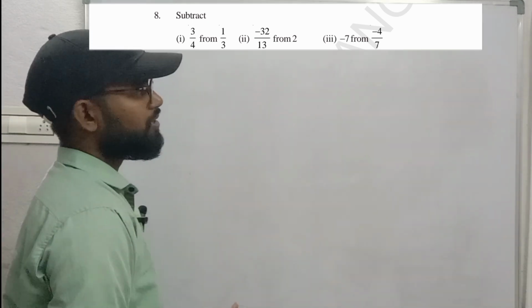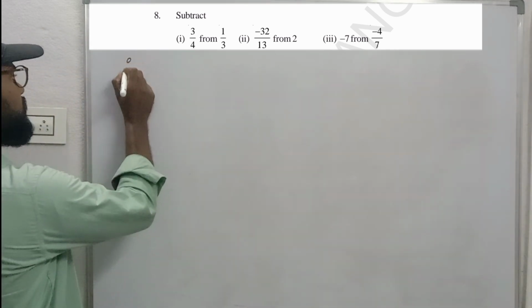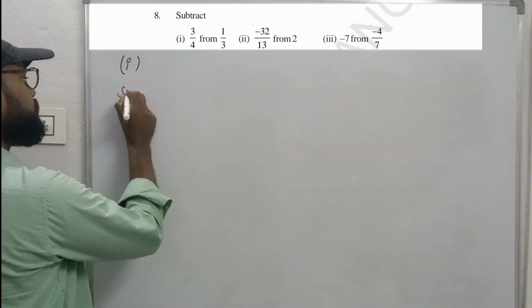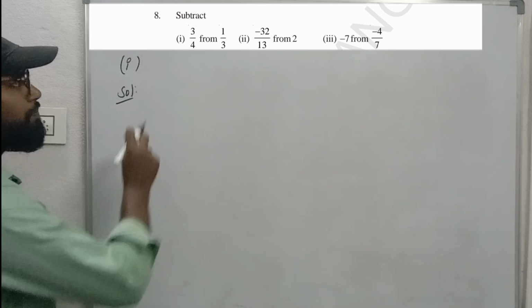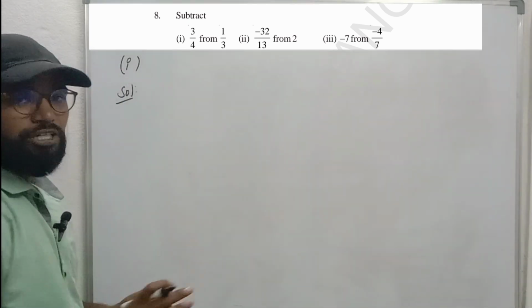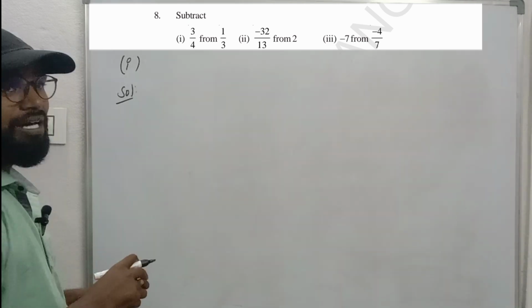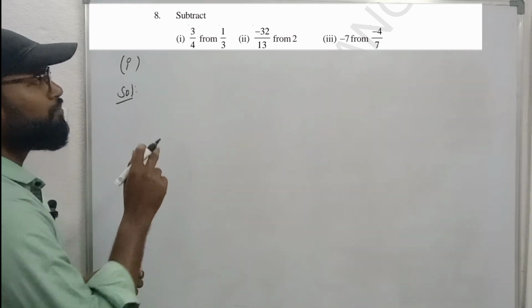Minus 7 from minus 4 by 7. So I am going to solve the first problem here. Subtract 3 by 4 from 1 by 3. Don't get confused here. Many students will get confused, because they will do the subtraction as 3 by 4 minus 1 by 3.